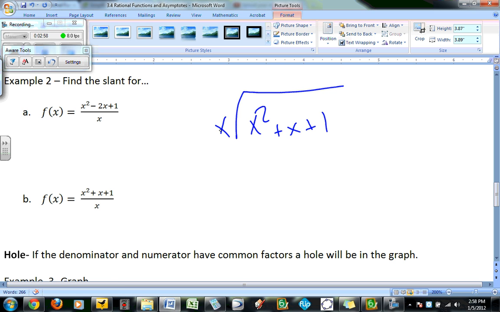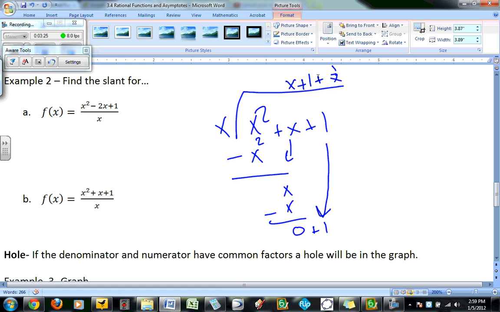We ask ourselves what times x is going to be x squared. Well, that's x. Then we subtract just like in regular division. x squared minus x squared is 0. Bring down this positive x. What can I take times x to equal x? Well, we know that's a 1. When I subtract, I'm going to get 0 and bring down my 1. I know I can't take x times anything in order to get 1, so I'm just going to have plus 1 all over x.